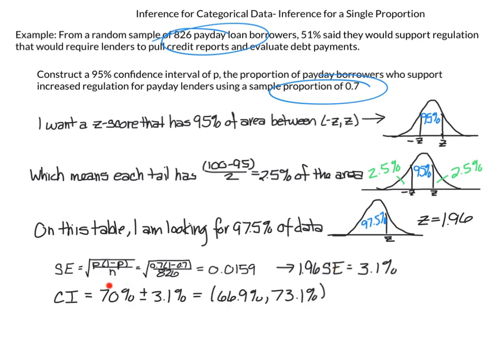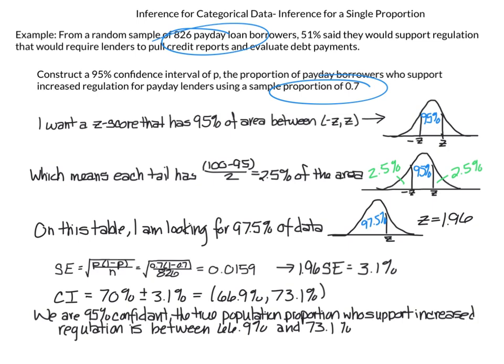So our confidence interval is 70% plus or minus 3.1%, or we're looking at the interval 66.9% to 73.1%. And finally, we need to do our conclusion in terms of our actual sample. So we're 95% confident the true population proportion of those who support increased regulation is between 66.9% and 73.1%.